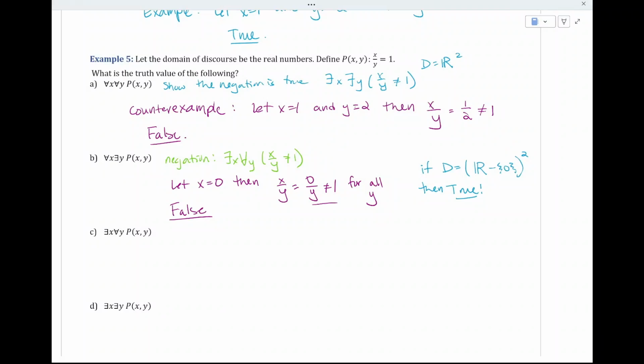There exists an x such that for all y, p of xy. So I pick a value for x that'll work for every single value of y. And I think that that's not going to work. Let's look at the negation. For all x, there exists a y such that x over y is not equal to 1. And let's see if I can prove this one to be true. If I can prove this is true, then my original statement is false. Let's let x be, I have to pick x first. Let x be an arbitrary real number.